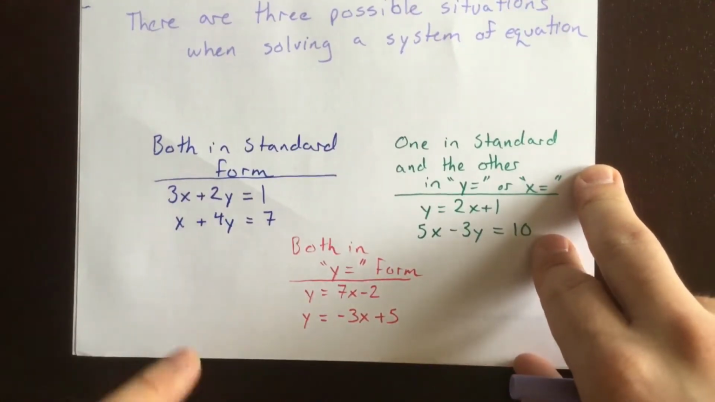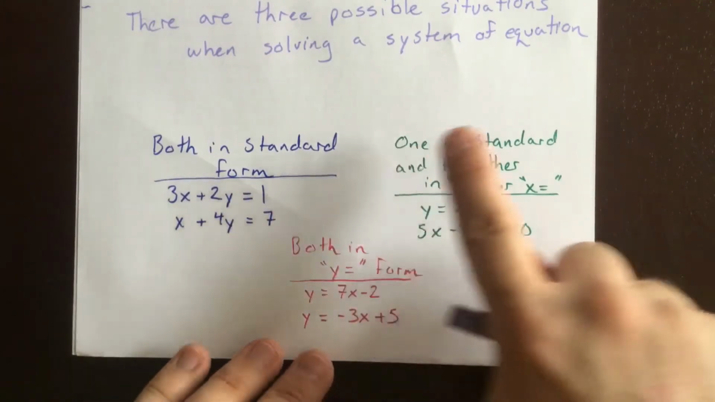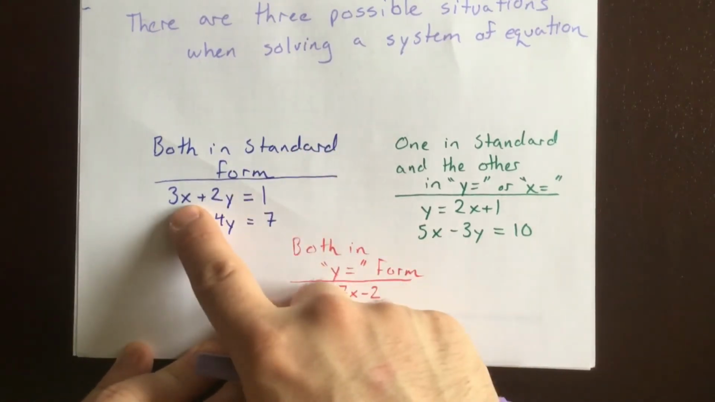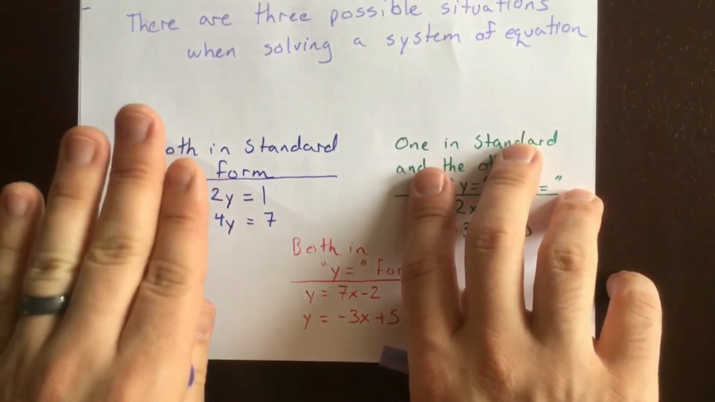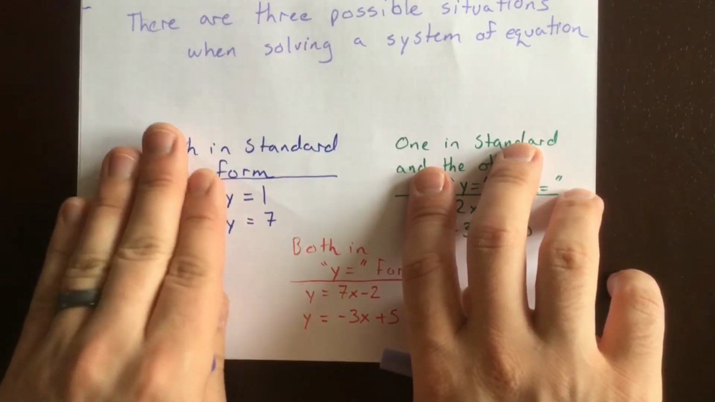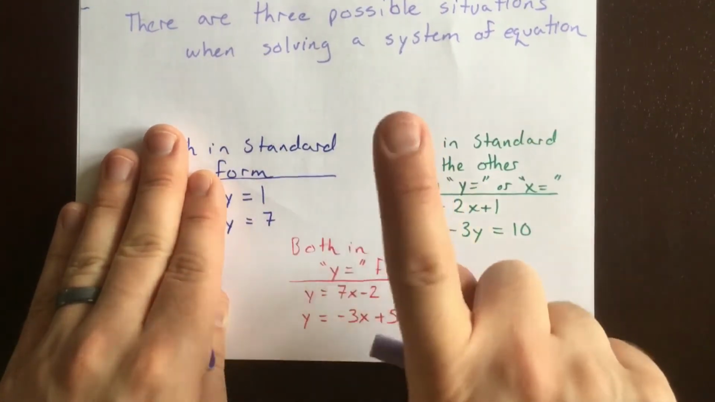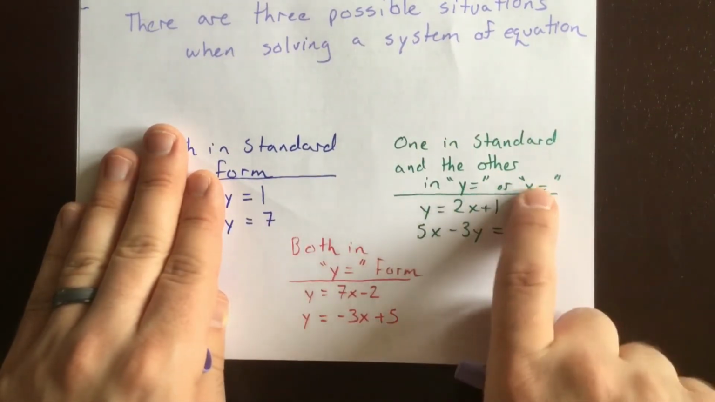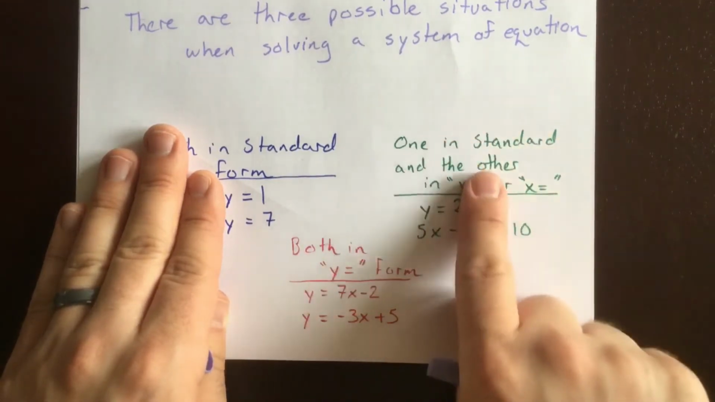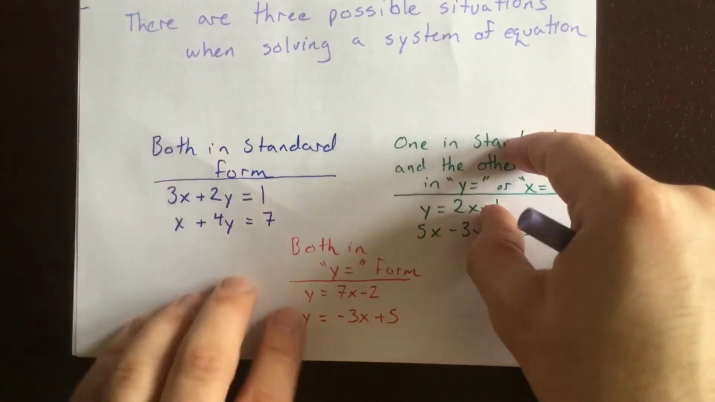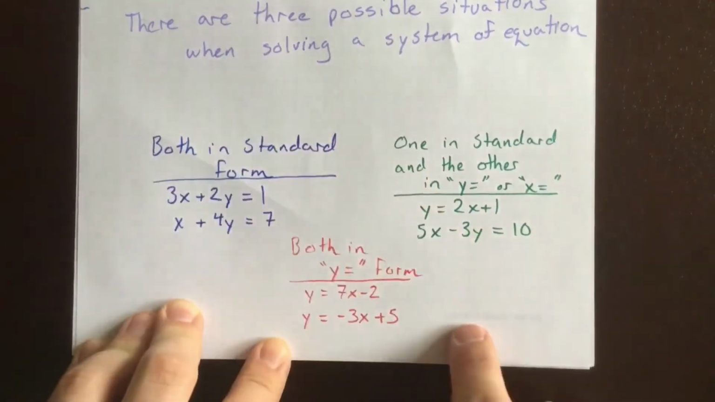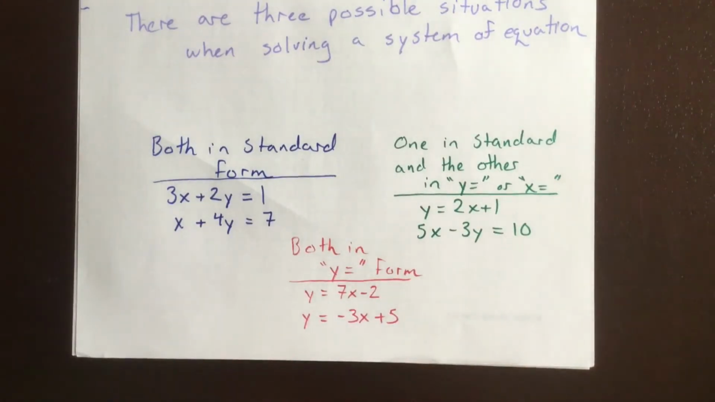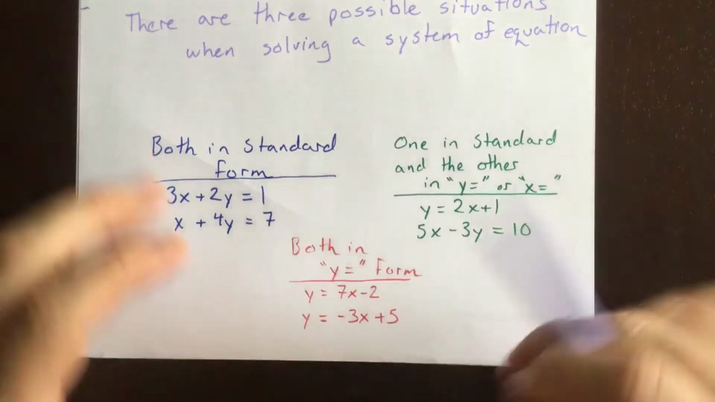So our three possibilities are standard form, where both of them are in standard form. Recall standard form is when both our x and y are on the same side, whether left or right. The other situation is when one equation's in standard form and the other is either y equals or x equals. That will require a completely different process to solve than the first situation. And then we have when both equations are in y equals form. So I have examples here.